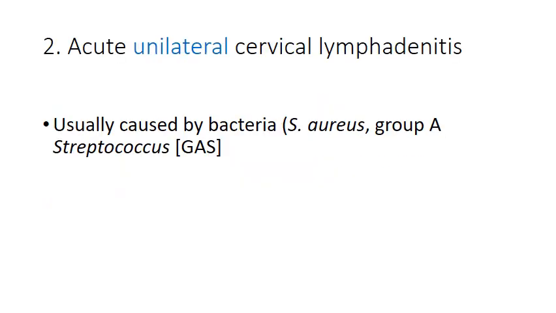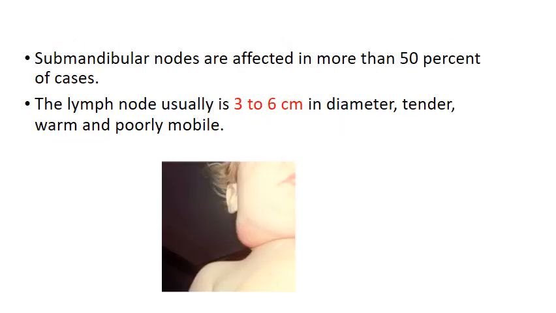Second is acute unilateral cervical lymphadenitis, which occurs less frequently than acute bilateral adenitis. Here, the organisms are bacterial organisms like Staph aureus and Group A streptococcus. Although systemic symptoms of fever, tachycardia, and malaise may be present, the patient usually does not appear toxic. Submandibular nodes are affected in more than 50% of cases. The lymph node usually is 3 to 6 cm in diameter, tender, warm, erythematous, non-discrete, and poorly mobile.